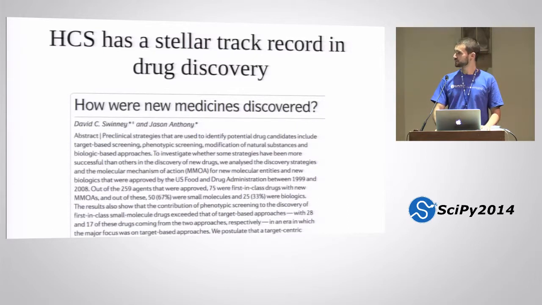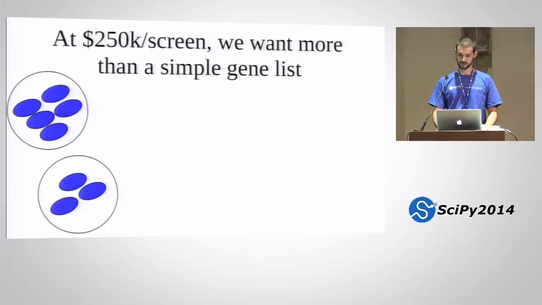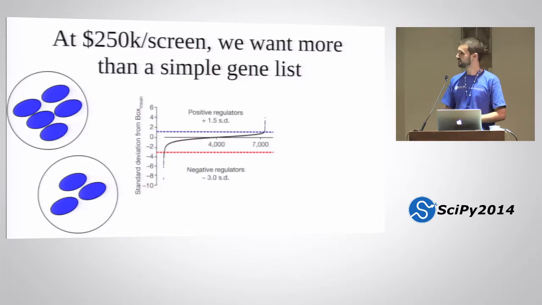So why do I want to do unsupervised clustering of these images? The main reason is cost. It's about $250,000 to run a screen. And typically the output is a single gene list. So let's just say I'm looking for genes involved in cell proliferation, and in all my wells, I just count the number of cells that are present with or without the treatment. Then I rank the cells according to that measure.